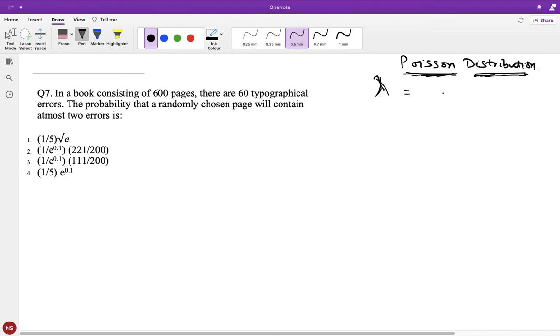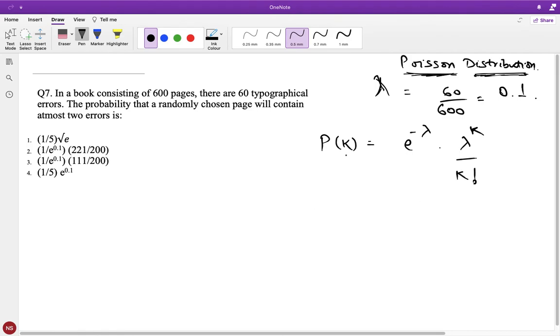Lambda is equal to 60 by 600, which is 0.1. Probability for k is e to the power minus lambda into lambda raised to the power k by k factorial. K is like on a given page there will be either 0 error or 1 error or 2 error or 3 error. So k can go from 0 to 1 to 2 to 3 and so on to infinity. And when you add all of these probabilities, it will come out to be 1. And how does it come out to be 1?